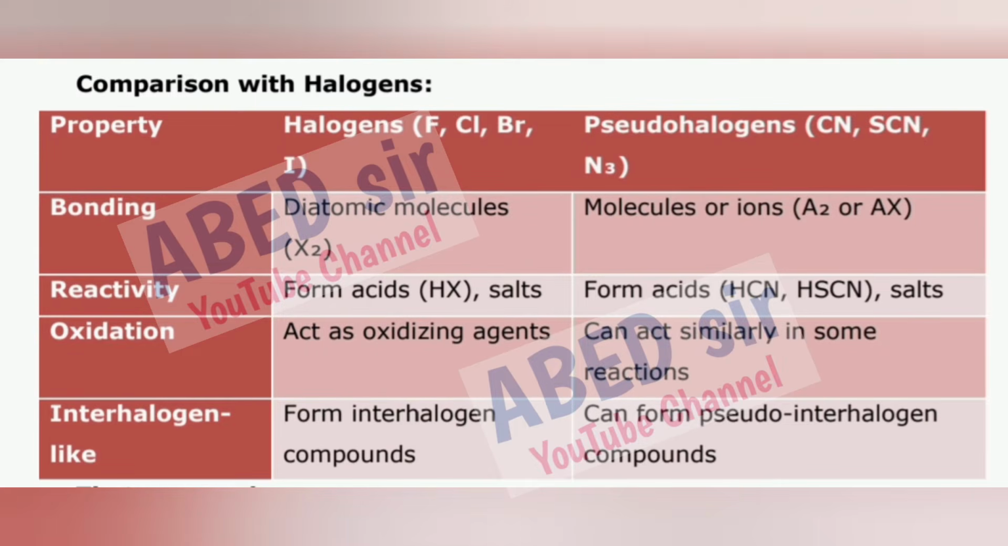Comparison with halogens. Property: halogens F, Cl, Br, I; pseudohalogens CN, SCN, N3. Bonding: halogens form diatomic molecules X2; pseudohalogens form molecules or ions A2 or AX. Reactivity: both form acids HX and salts; pseudohalogens form acids HCN, HSCN and their salts. Oxidation: they can act as oxidizing agents, similarly in some reactions. Interhalogen-like: they can form pseudo-interhalogen compounds.